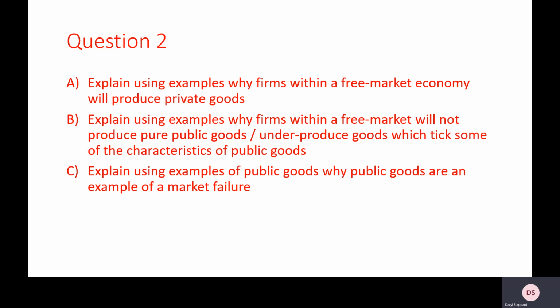And then finally, explain using examples of public goods why public goods are an example of market failure. So link it to things such as missing markets. Any benefits that people get from these products would simply not exist.